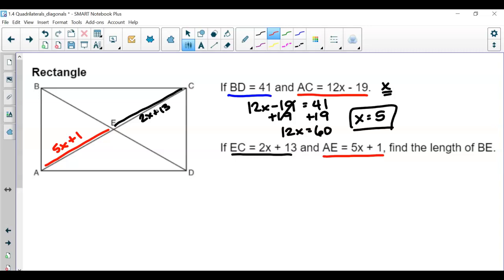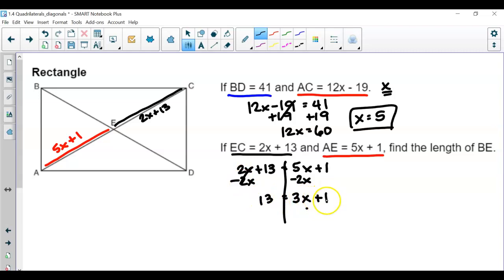So how do you set this up to solve for x? You should have set them equal to each other. So 2x plus 13 is equal to 5x plus 1. Then, gathering our variable to solve for x, subtracting 2x, I now have 3x plus 1. Now we're just solving our two-step, subtracting that 1 and dividing by 3, and x is equal to 4.